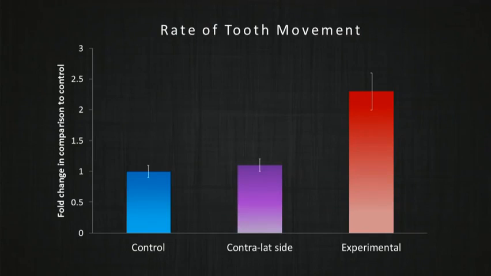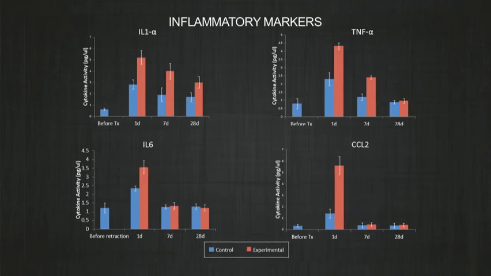Alginate impressions were taken immediately before canine retraction and 28 days after initiation of canine retraction to monitor the rate of tooth movement. We found a 2.3-fold increase in the rate of canine retraction in the presence of micro-osteoperforation when compared to control. In comparison with the control, the expression of many inflammatory markers such as interleukin-1, TNF-alpha, interleukin-6, and CCL2 increased significantly in 24 hours.